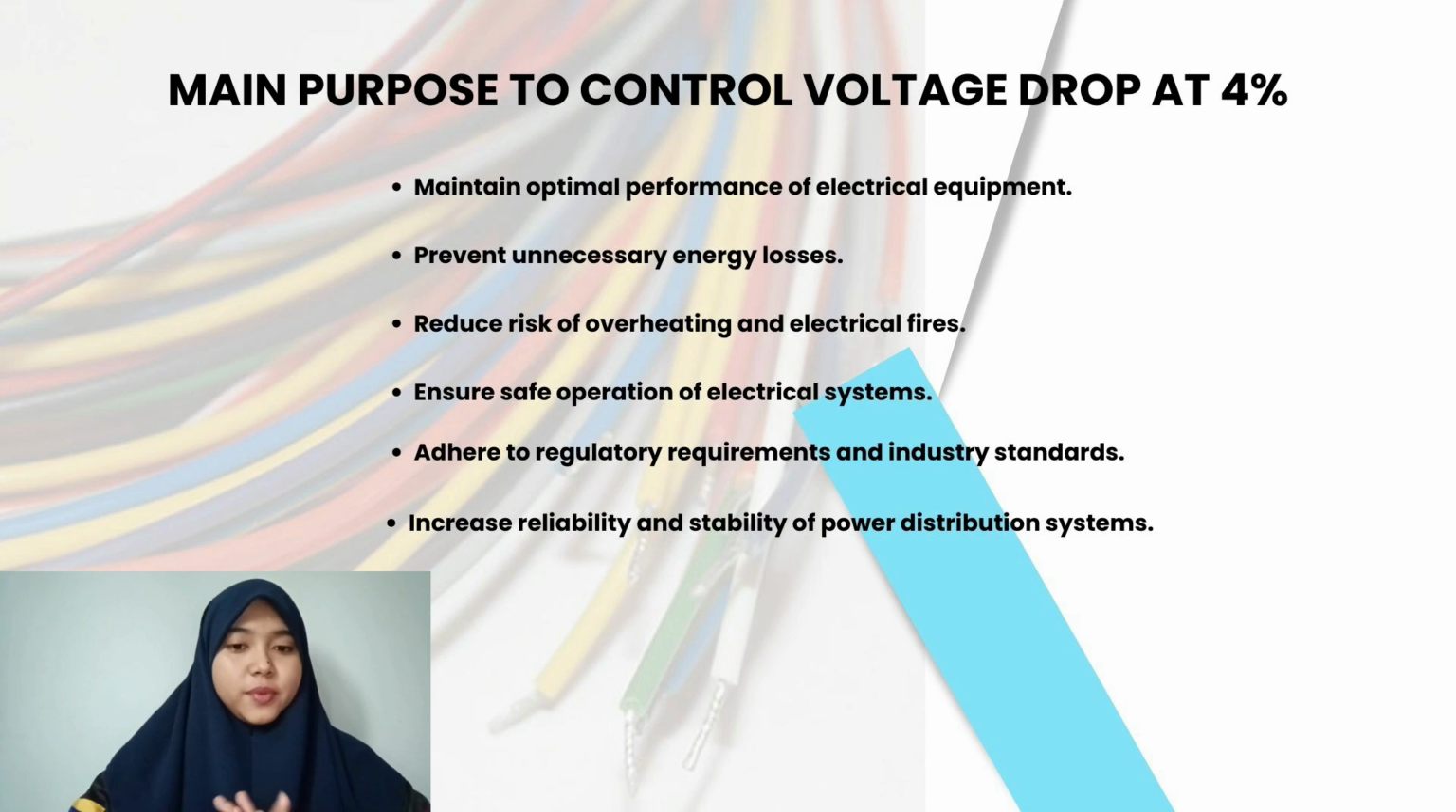Now, I will explain the main purpose of controlling voltage drop at 4%. So, first of all, we can maintain the optimal performance of electrical equipment. Then we can prevent unnecessary energy losses. We can reduce the risk of overheating and electrical fires. Also, the operation of the electrical system will be safe. Then it can increase the reliability and stability of the power distribution system.